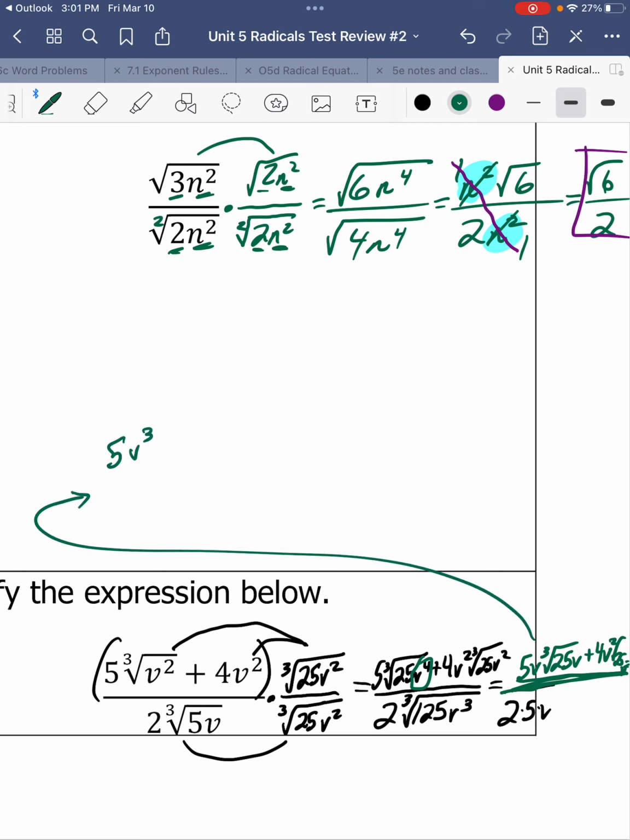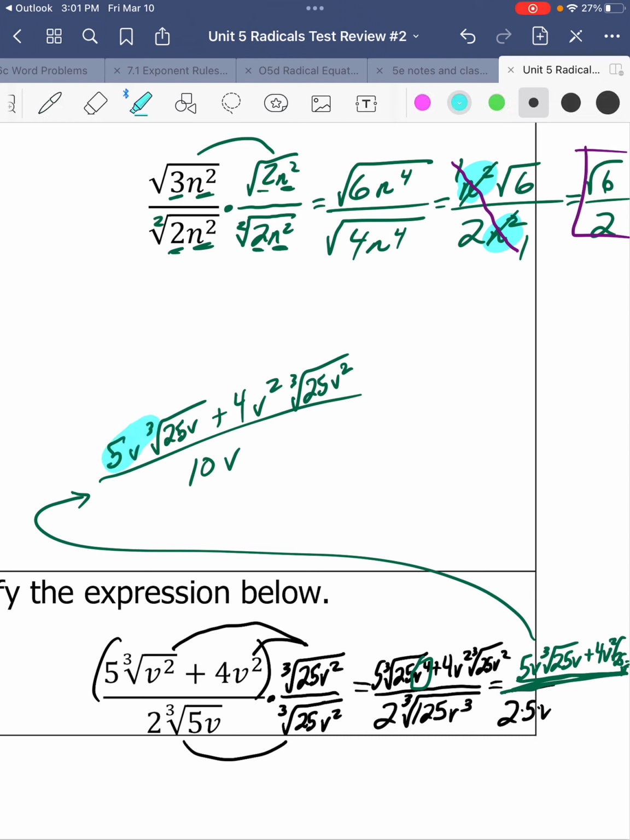Let me rewrite this somewhere. So we have 5v cubed. Nope, that is not right. That is 5v cube root. I just wrote this too small, so it's hard for me to see. Plus 4v squared cube root 25v squared over, and 2 times 5 is 10v.